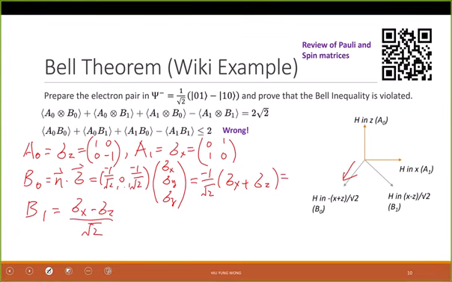What is this matrix? What is sigma x plus sigma z? Yeah, just A0 plus A1, right? What is that? 1, 1, 1, negative 1, right? You just add these two together. How about this one? What is sigma x minus sigma z?